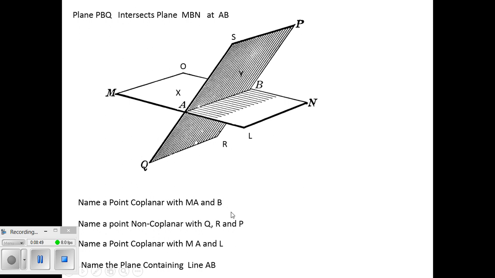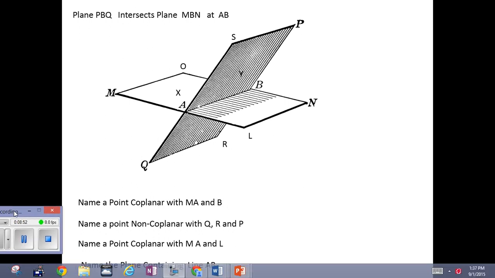Here's again another depiction of our intersecting planes, okay? And we have some questions here. Plane PBQ is basically this shaded plane, and plane MBN is the unshaded plane. Of course, they intersect at AB. Name a point coplanar with points M, A, and B. Well, a point coplanar with that would be any point on this unshaded plane, maybe O, N, or even a point that was on there, okay?